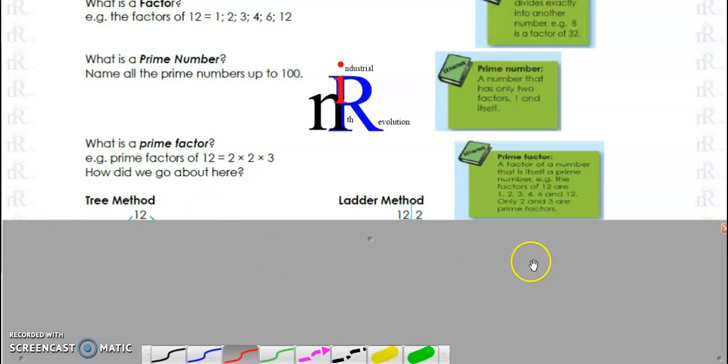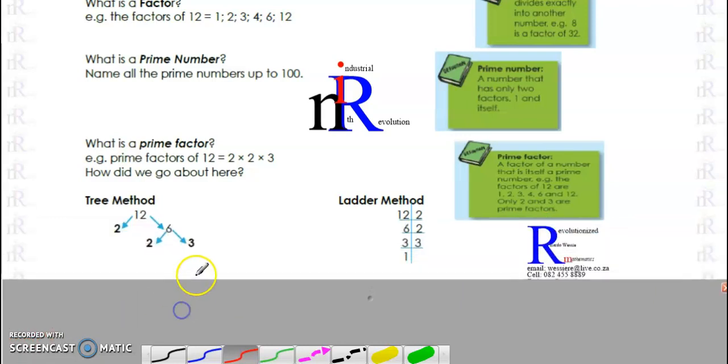Now, when we prime factorize a number, remember there are two methods that you were taught at primary school. One was the tree method and the other one was the ladder method. So how did this work? We firstly list the number 12 and we look at the smallest prime number that can divide into 12.